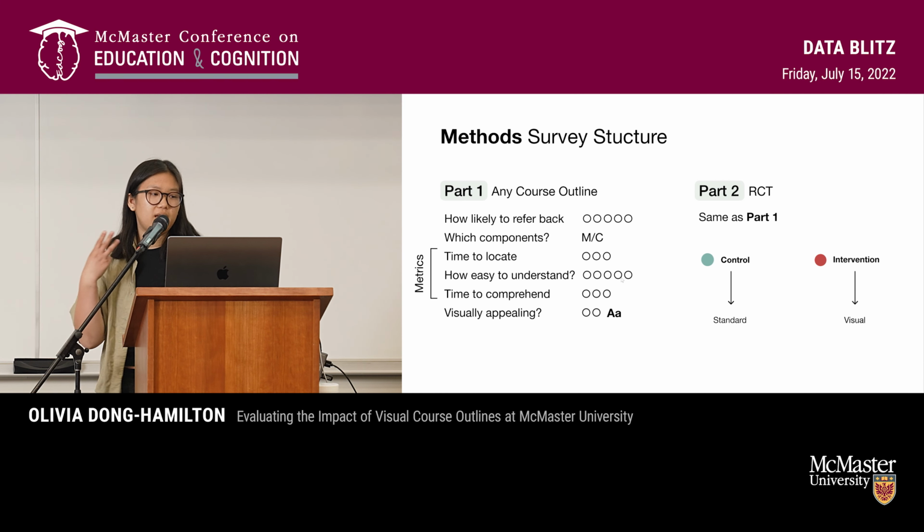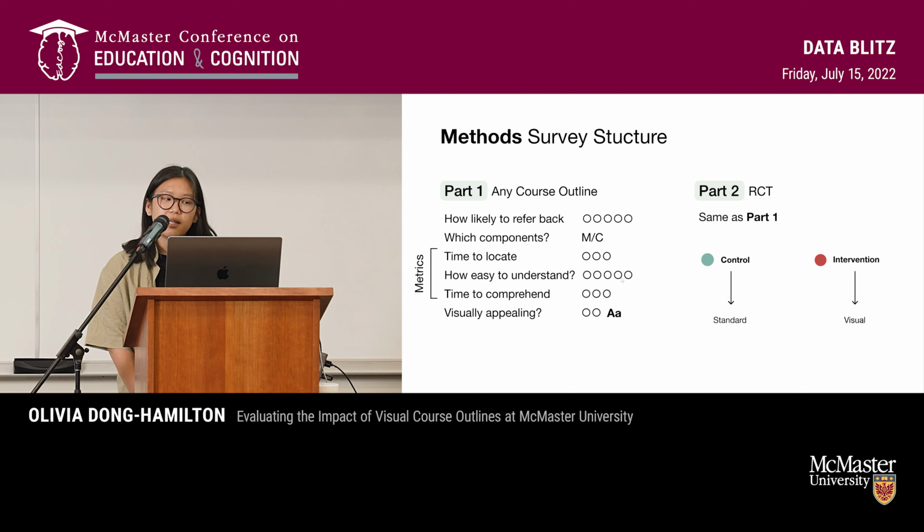And then we measured 3 main metrics: time to locate each component, how easy each component was to understand, and how long it took them to understand the component. And towards the end, we got students to rate whether the outlines were visually appealing or not through a 2-point Likert scale, yes or no, and through a textual thematic analysis that used in vivo coding.